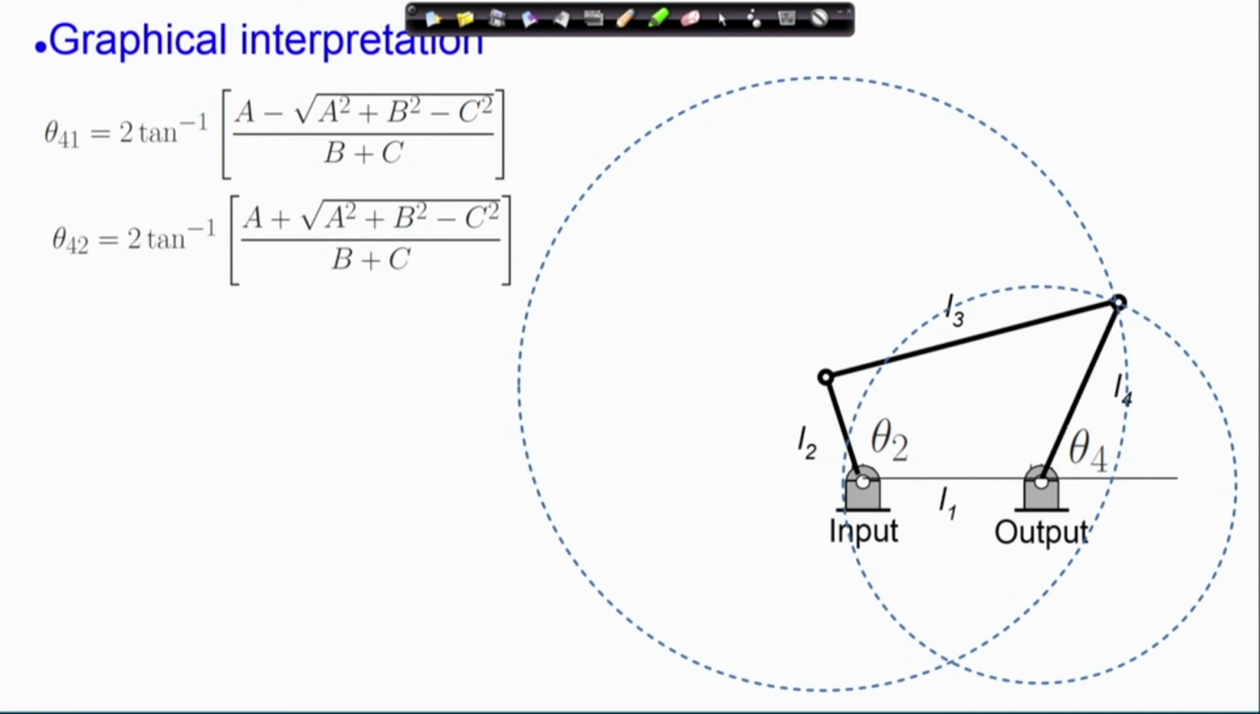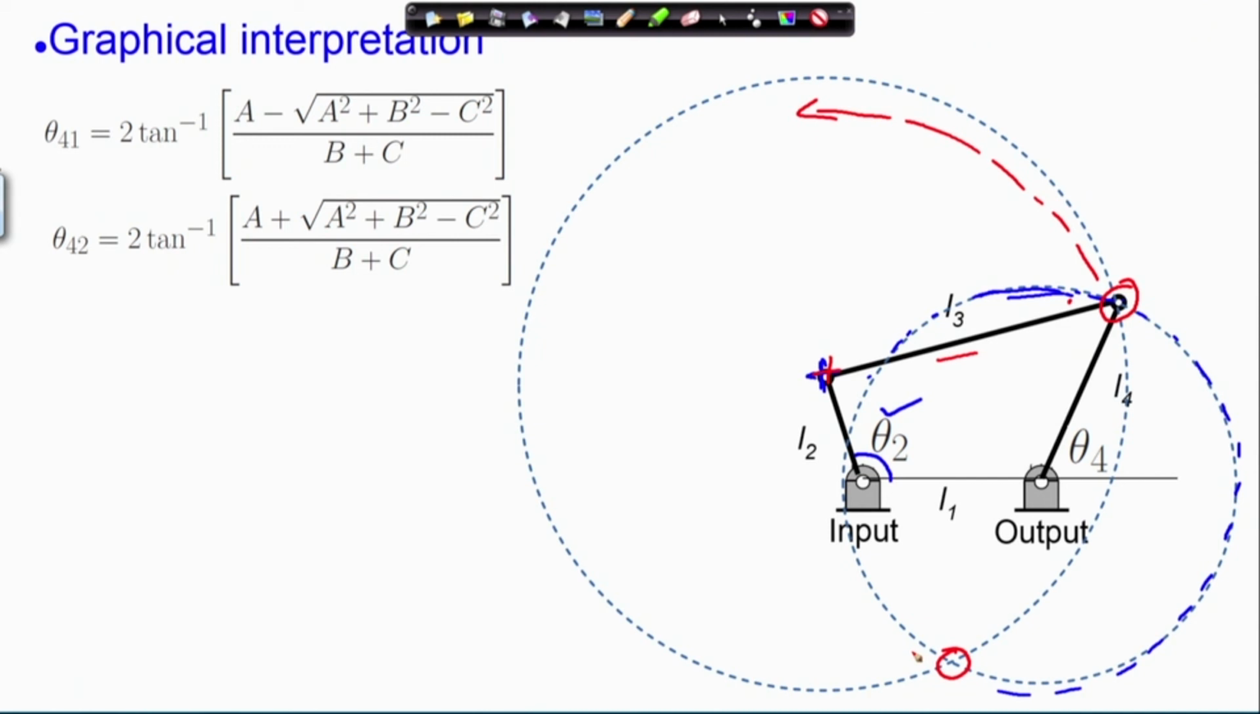Let us look at the graphical picture, the geometric interpretation of the two solutions. Now, theta 2 is specified. We want to find out theta 4. This hinge can rotate because L4 is fixed. So, theta 4 can be any angle such that this hinge lies on this circle. Since theta 2 is fixed, this hinge is fixed. Therefore, link L3 can rotate with this as the center on this circle. Now, these two circles have two intersections. This is one intersection, this is the other intersection.